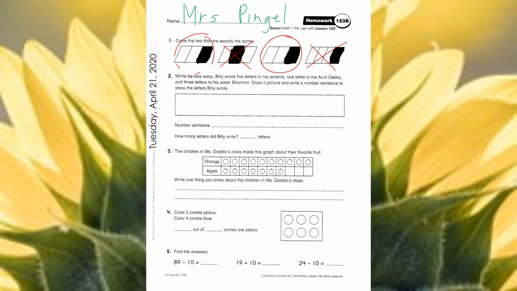Number 2. While he was away, Billy wrote 5 letters to his parents and 1 letter to his Aunt Debbie and 3 letters to his sister Shannon. Draw a picture and write a number sentence to show the letters Billy wrote. All right, let's start with the first part. Billy wrote 5 letters to his parents. So I'm going to label with numbers today.